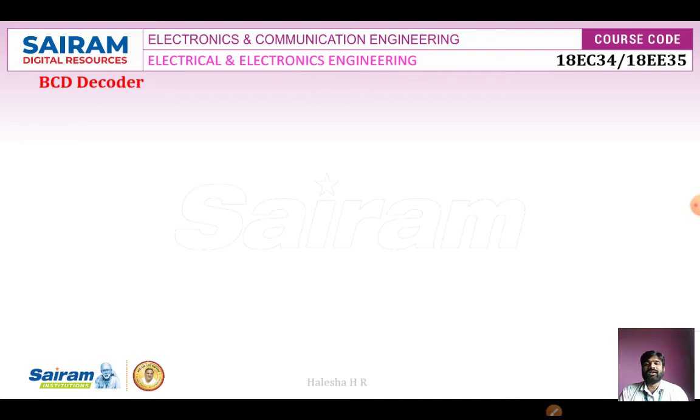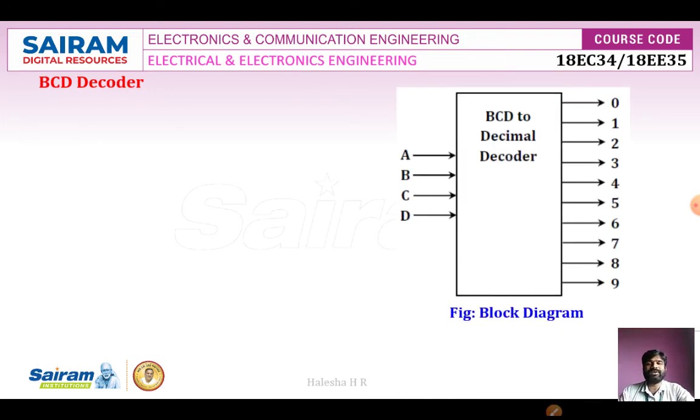That means to perform decoding of BCD. BCD means binary coded decimal. That is the input, and it decodes the corresponding decimal number. So observe the block diagram. Inputs are A, B, C, D. That means there we give binary coded information of decimal digits. And observe the outputs are 0, 1, 2 up to 9.